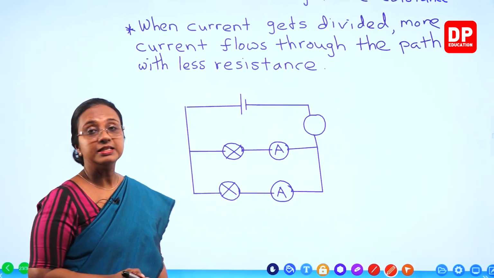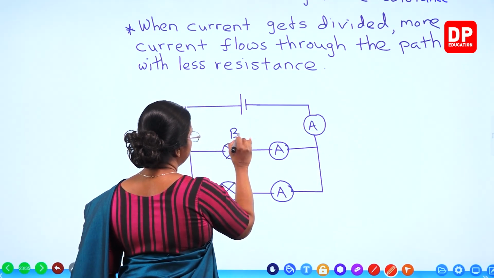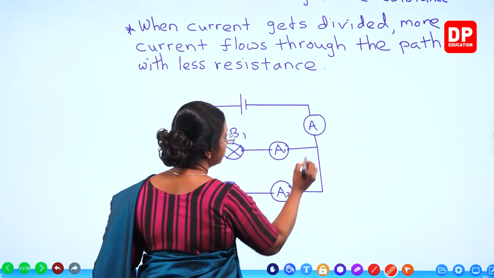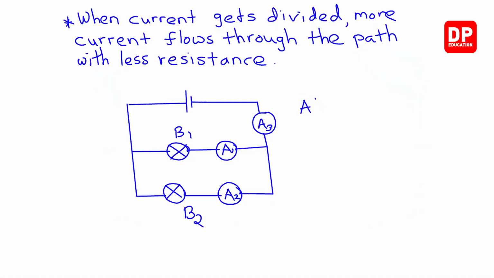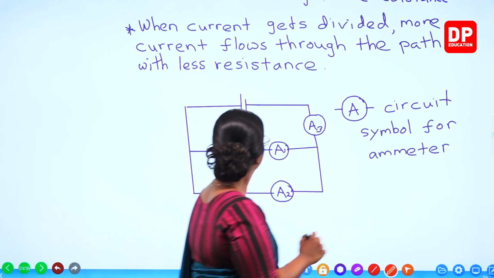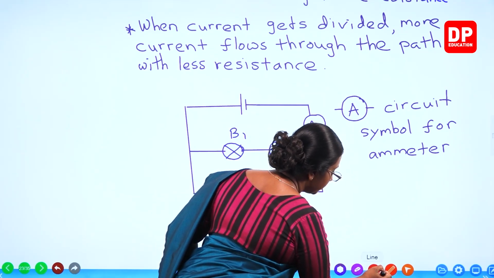So this is the circuit symbol for ammeter. B1, B2, A1, A2, A3. Circuit symbol for ammeter. So here I have connected 3 symbols. Why? Like I told you all students.